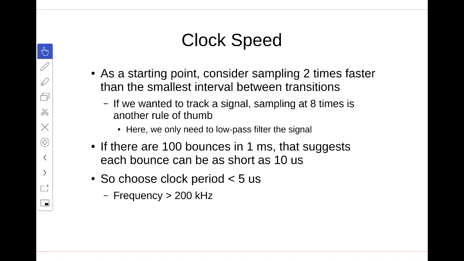2 is probably a bit too small. 8 should be good enough most of the time. If you had to get away with 4, it'll probably work. So how do we apply this? Well, if there are 100 bounces in 1 millisecond, that suggests each bounce can be as short as 10 microseconds. So choosing a clock period of at least less than 5 microseconds is probably what we should be doing to debounce that switch. And that means using a frequency of at least 200 kilohertz. You'll see that your 50 megahertz is well and truly fast enough to do what we want to do.